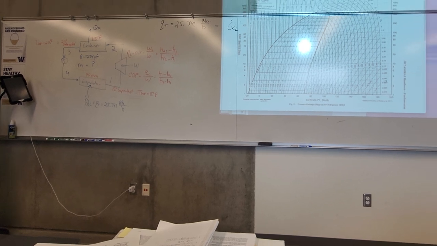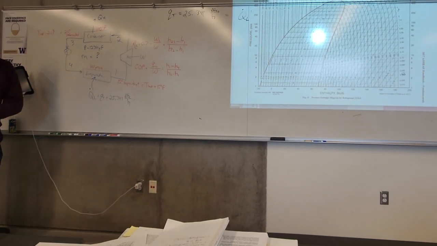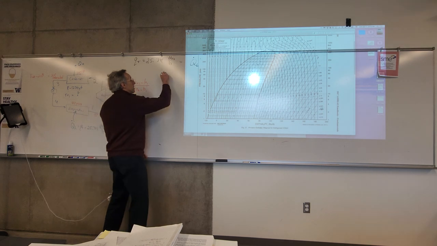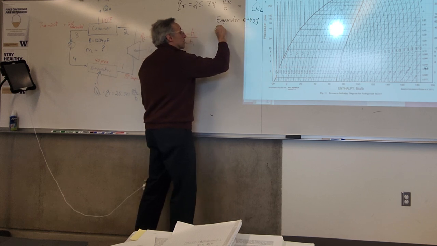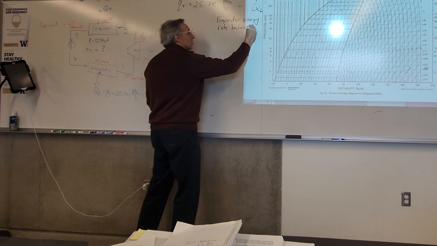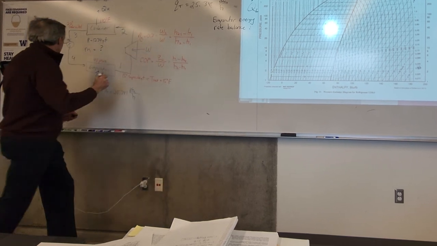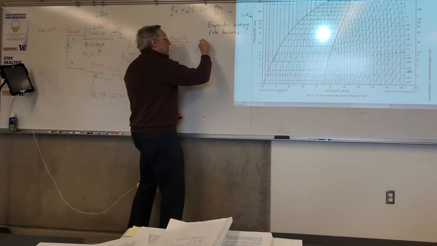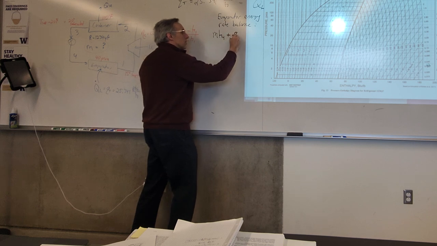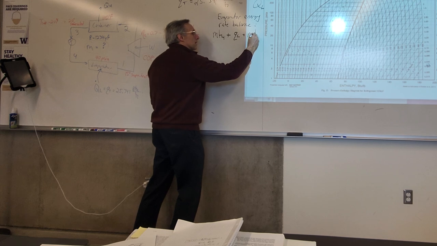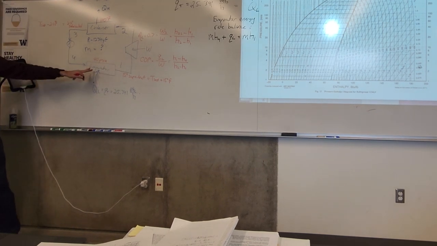And for the mass flow rate of the refrigerant, we're going to get that from an energy balance around the evaporator. So what does that look like? If we do a rate balance around the evaporator, we come in at 4, we're going to have mass flow rate of refrigerant times enthalpy at 4, plus QL, and that's going to be the mass flow rate leaving times the enthalpy at 1. So that's our energy balance, rate balance around the evaporator.